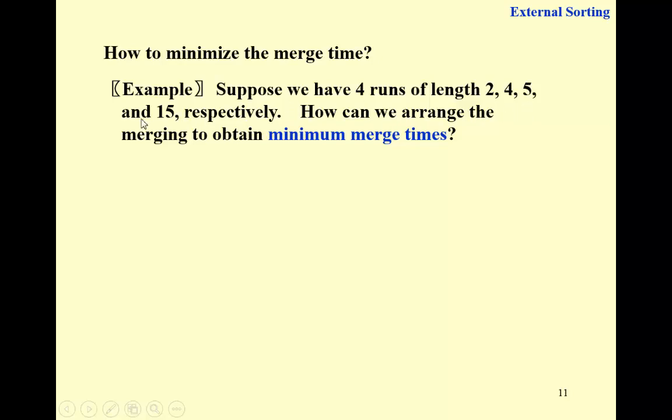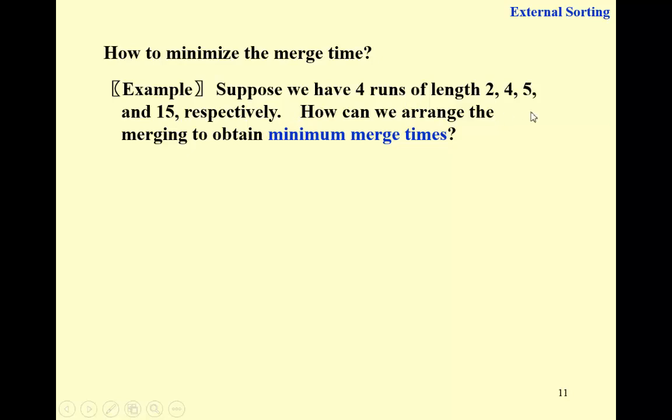So the total time is going to be 26, right? And then we're going to have to merge these 2 runs into one piece, right? So there will be another 26. And the total merge time will be 26 times 2, which is 52. But can we get faster than that? The key is that for the large runs, we don't want to merge them again and again, right? Like this run with 15 numbers. We prefer to merge them only once, so as to reduce the merge time.